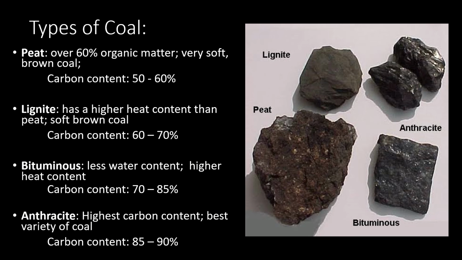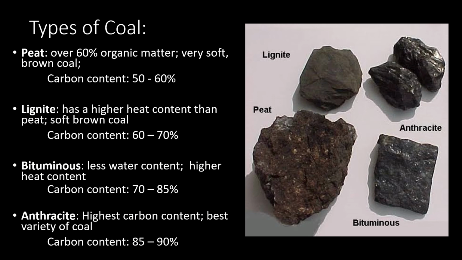Peat is the first step in coal formation. It is composed of over 60% organic matter, typically ferns and vegetation found in swamps, areas where there is soil plus a lot of water. Those are called swamps or bogs. As a result of the high water content of this environment, peat contains a lot of water, which limits its heat content, or the amount of energy it contains. It is a very soft brown coal, as you can see in the picture.